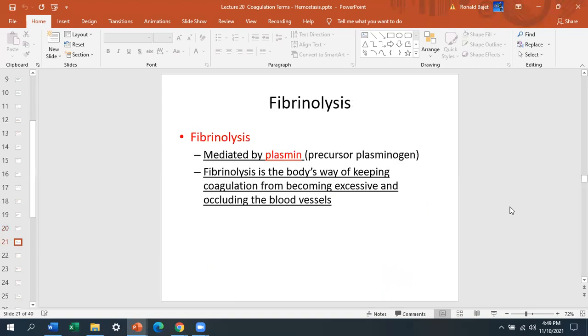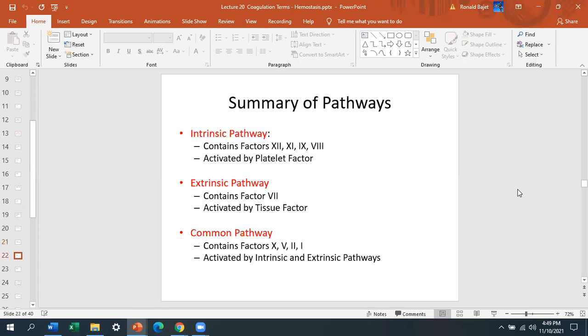Fibrinolysis, like I mentioned, is mediated by plasmin. The precursor is plasminogen. Remember, plasminogen is the precursor to plasmin. Fibrinolysis is the body's way of keeping coagulation from becoming excessive and occluding the blood vessels. We don't want the fibrin clots to occlude the blood vessels.